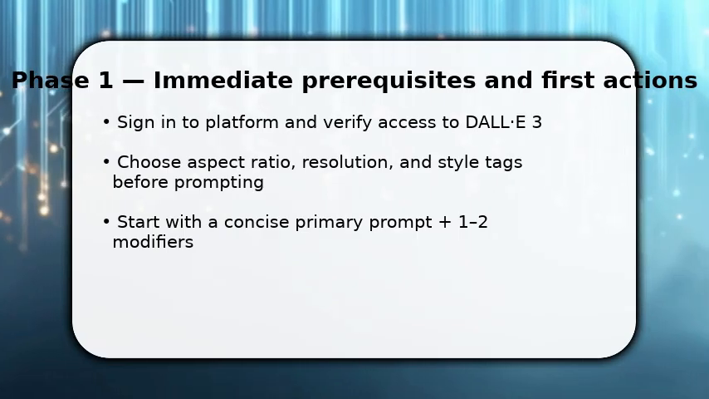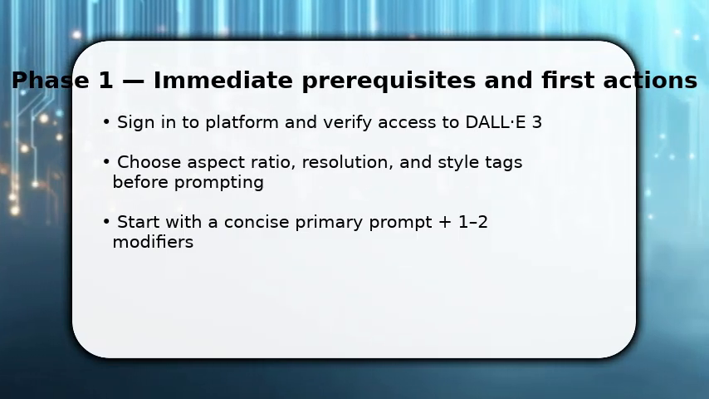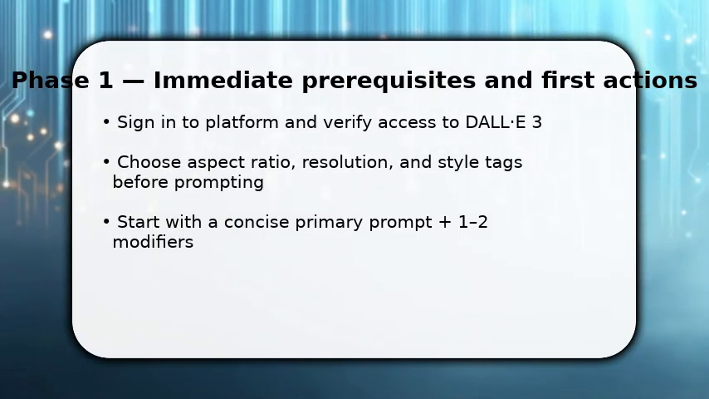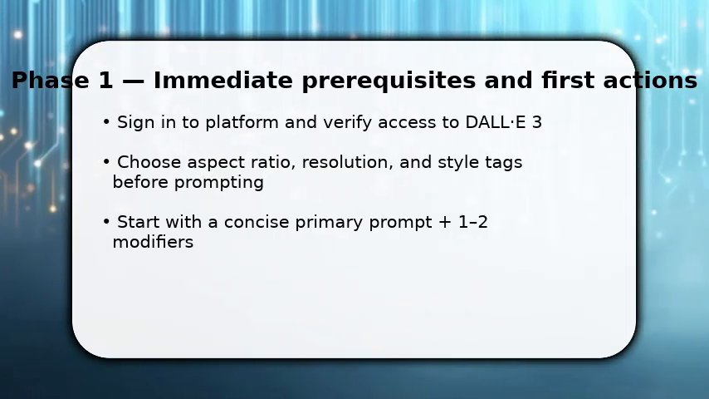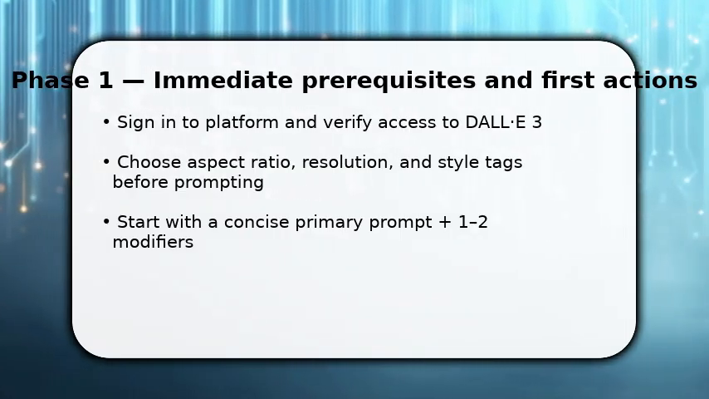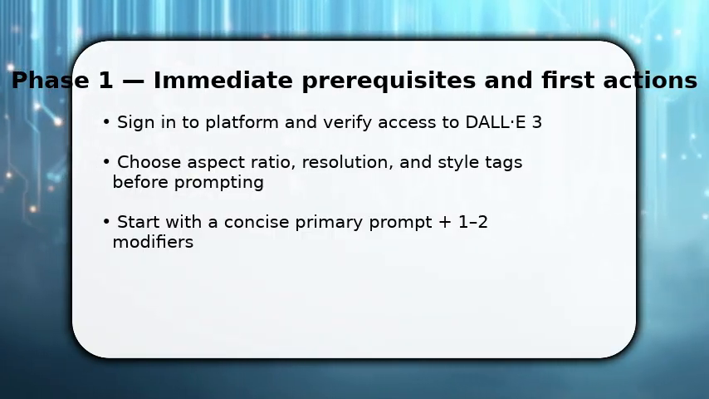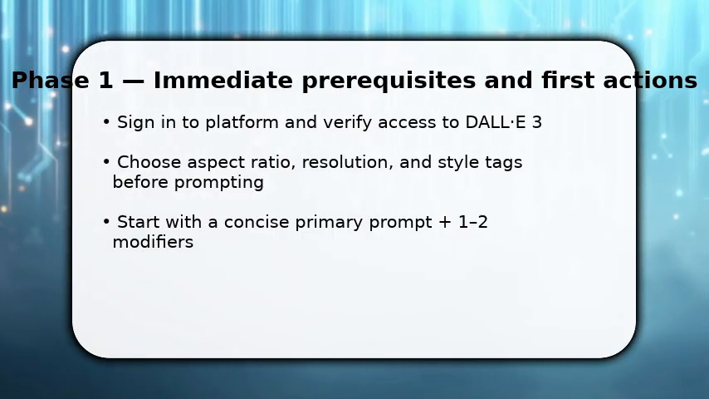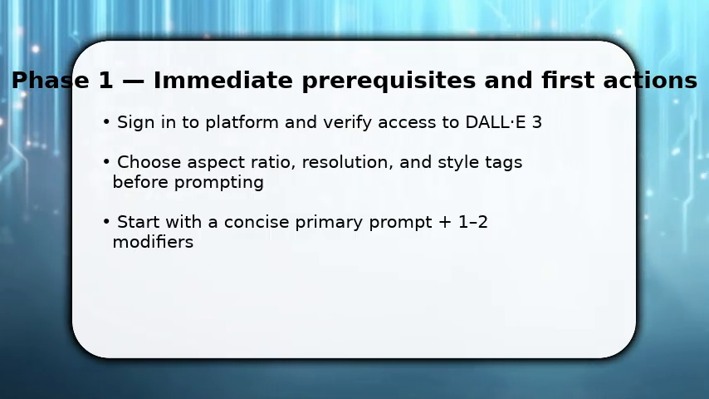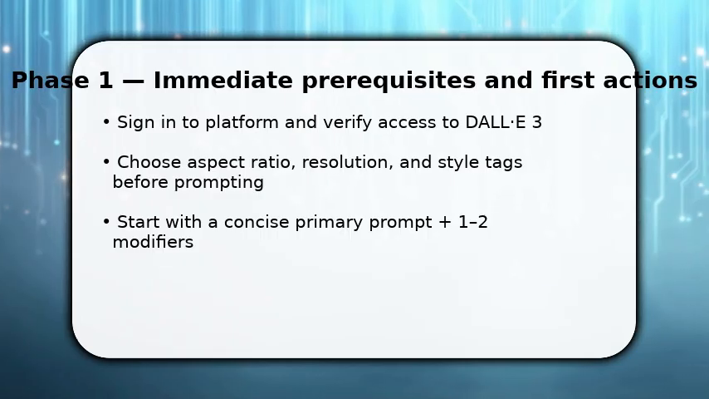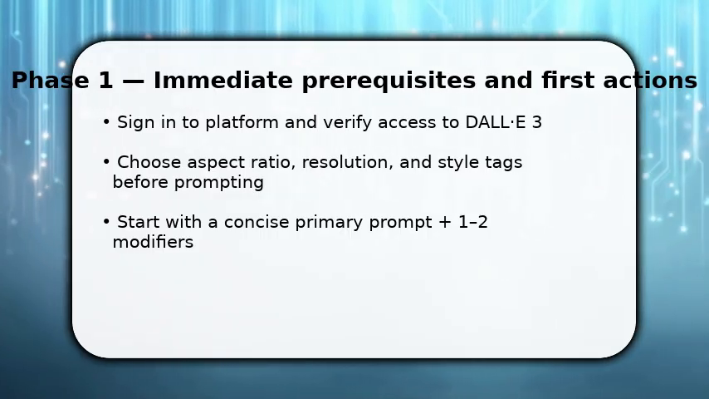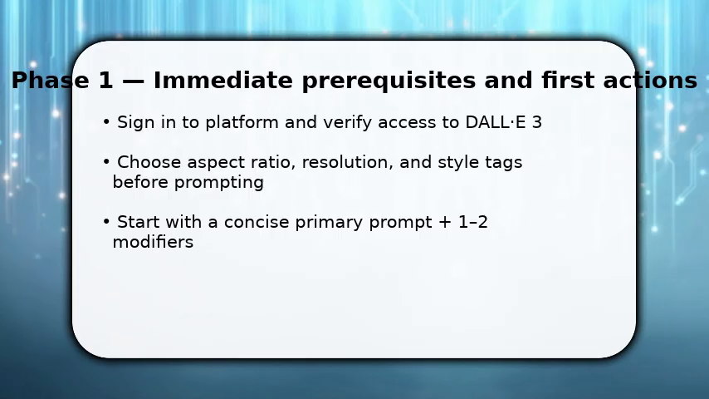Enjoy the video. You begin by confirming access and picking key settings: aspect ratio, resolution, and style. This shapes output quality and framing. Once done, write a concise primary prompt that states subject, mood, and action. Then add 1 to 2 modifiers for color, lighting, or era. Those refine results. Make sure to avoid ambiguity. Specific nouns and adjectives lead to clearer images.